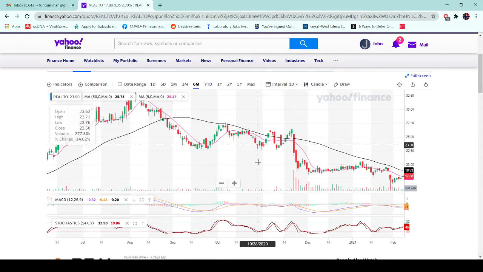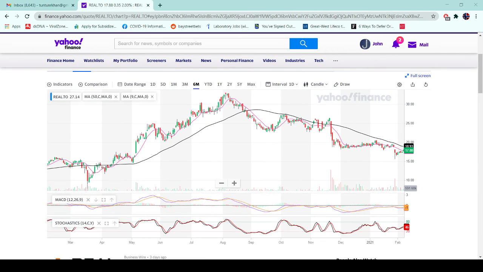So, I hope that was helpful. These are some of the indicators that I use typically in stock market analysis. So if you have any questions, please leave a comment down in the description below.